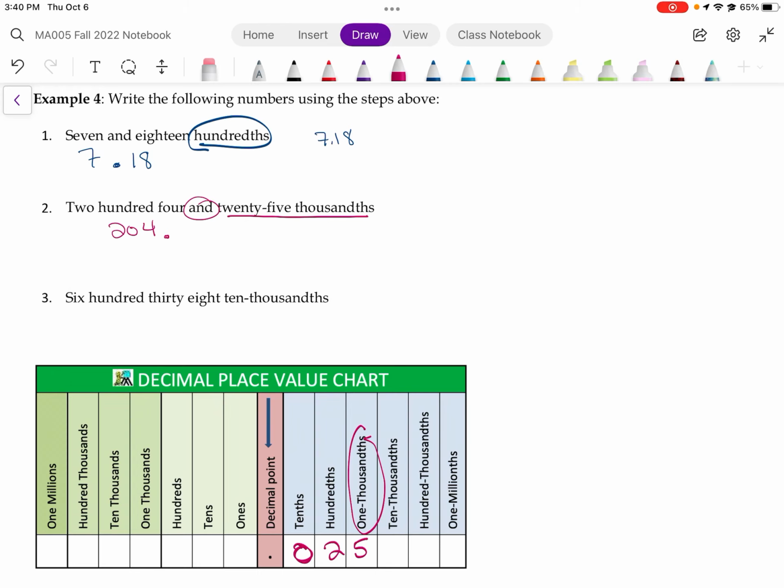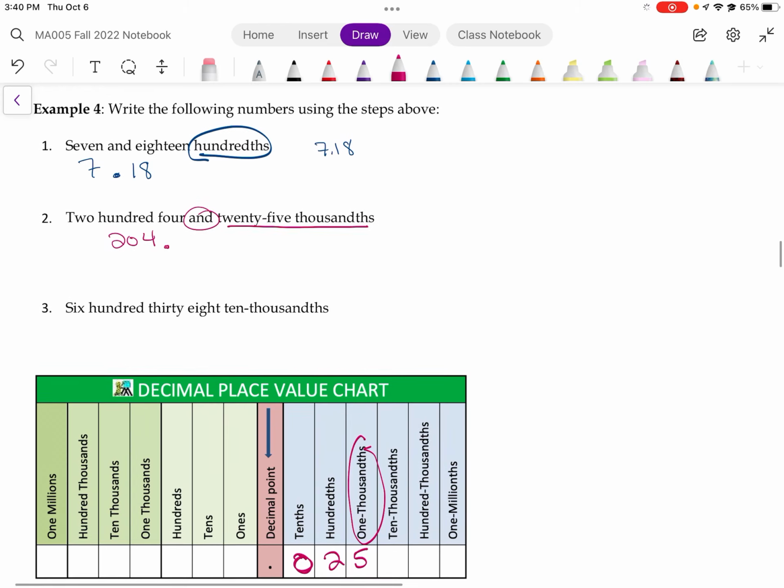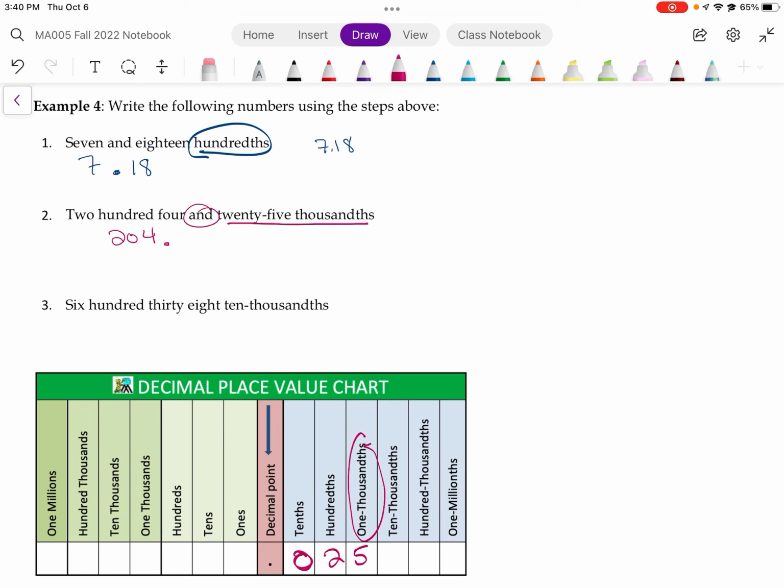You've got to have it there somewhere. All right, so what they said above was to use spaces. So I know that thousands is going to be the third space over. So I'm going to go 1, 2, 3. If you don't have one of these place value charts in front of you, this is how you would do it. You would just have to know where thousands are.